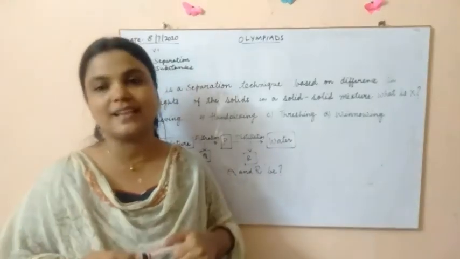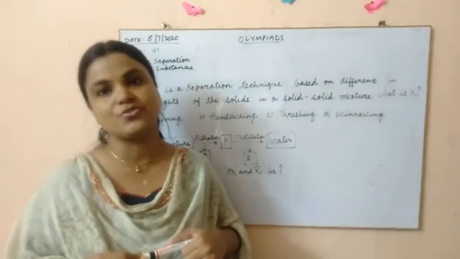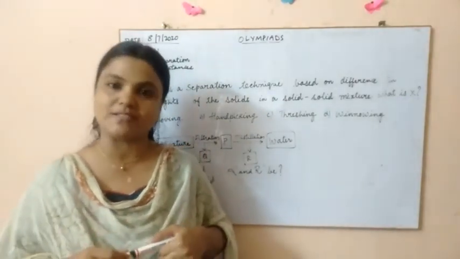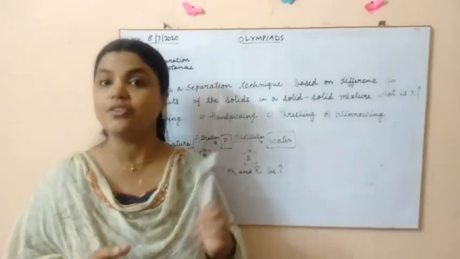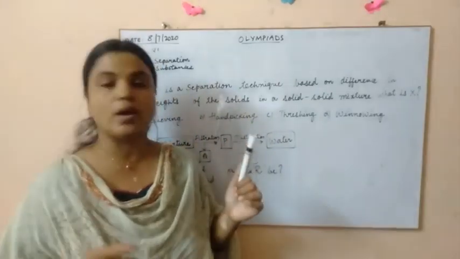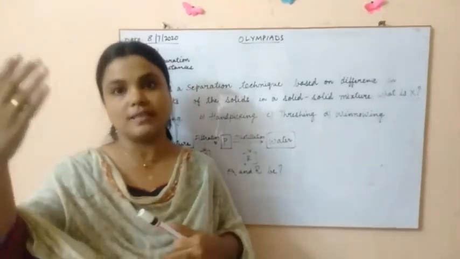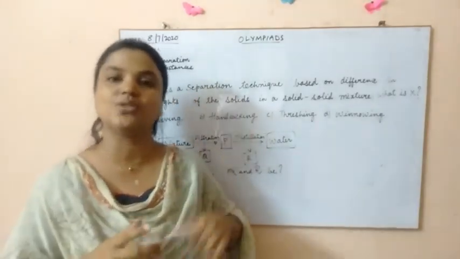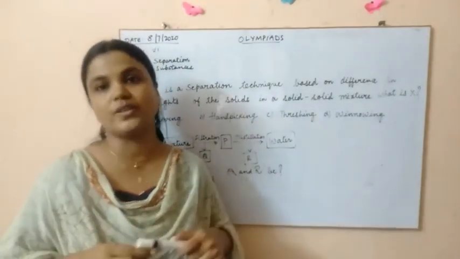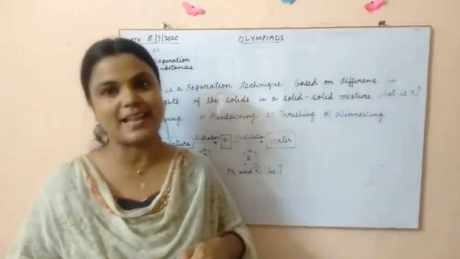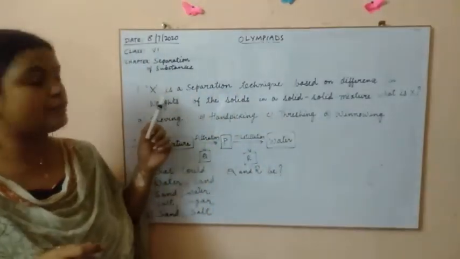Let's begin the first class of Olympiads with chapter 5 of your physics chemistry, that is separation of substances. We have already covered almost major portion of this chapter recently. Along with this video, I have also posted one synopsis or the summary or the key points related to this chapter. So next week when I continue with this lesson, it will be of great help. Okay, children? So let's continue with the first question.